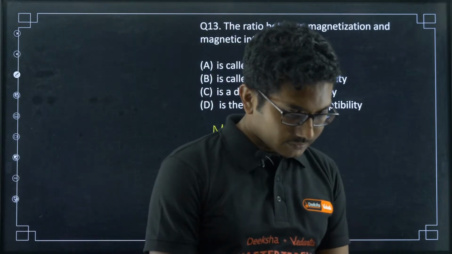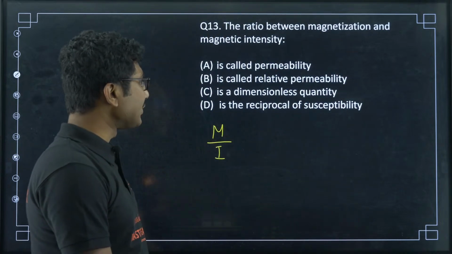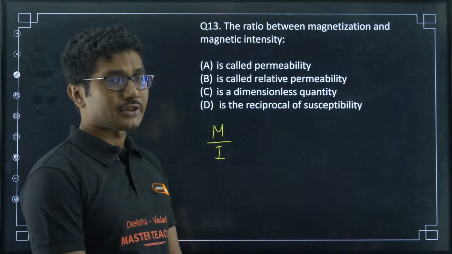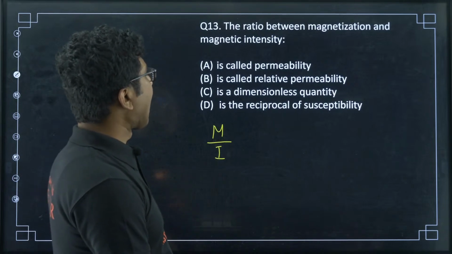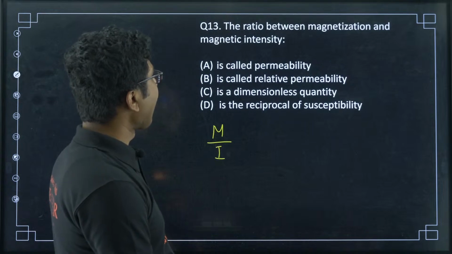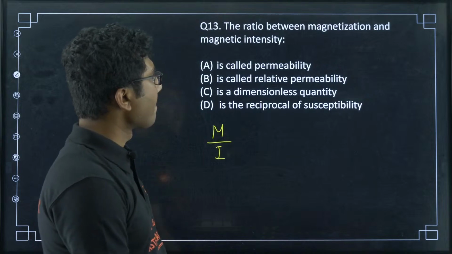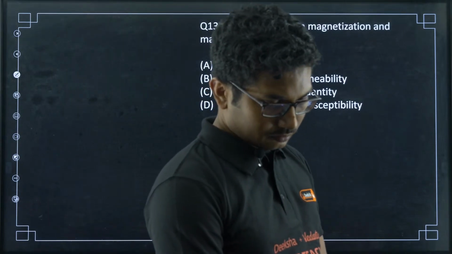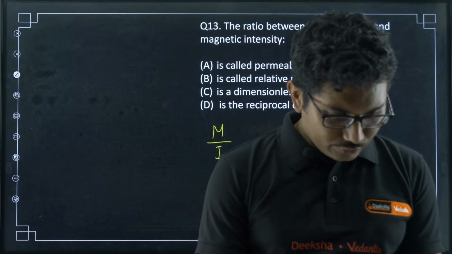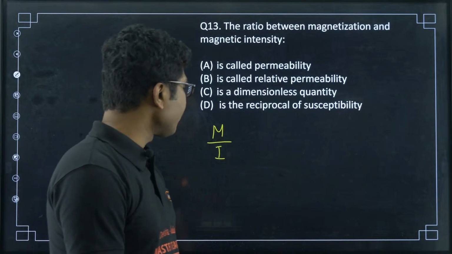Any other answer? Why 13C? Why dimensionless quantity? What is the dimensionless quantity name called? Teju came with the answer 13D, the reciprocal of susceptibility.